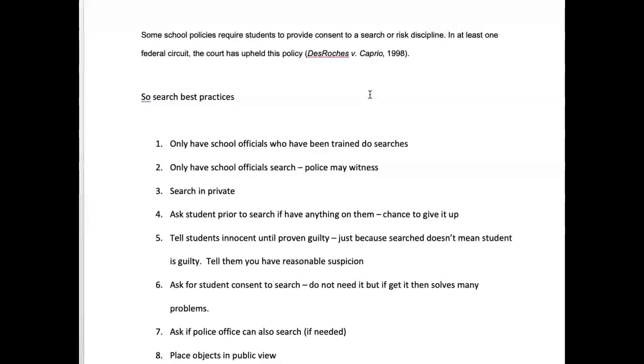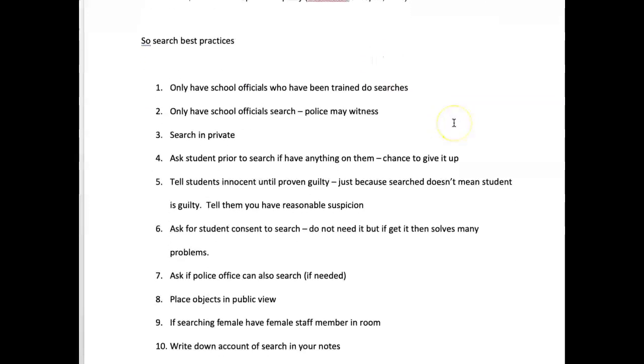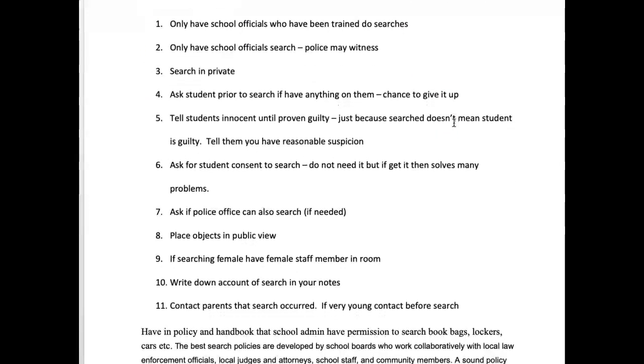I want to go through about 10 or 11 of the best practices. So here's how I would do it. I did this in middle school, high school. We didn't have an SRO in elementary school. I would have school officials and I would train them on how to do the searches. And I'd do every search the same way. That way they can't come back and say you're being arbitrary.